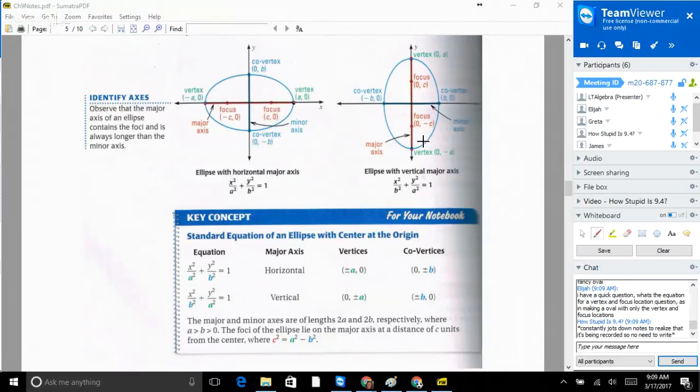Okay, I have a quick question. What is the equation for a vertex and focus location question, as in making an oval, only the vertex and focus locations? Oh, okay. So is that an actual question from your book, or how would you actually do that? Okay, so that's where, if you have, well, I didn't know if there was a question from the book.